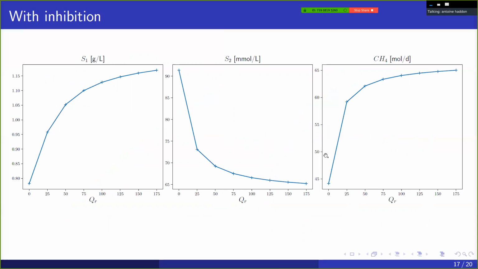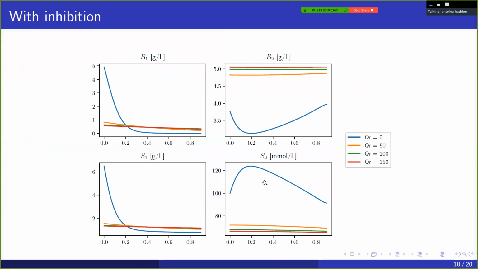So with these values, you can see that with more recirculation, we have a better performance, right? We have more biogas produced and less substrate coming out. And so again, we can see this as well in the profiles. What's interesting to see is that in this case of inhibition, the profiles are a lot more homogeneous.